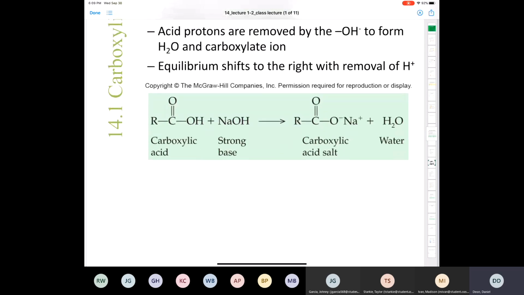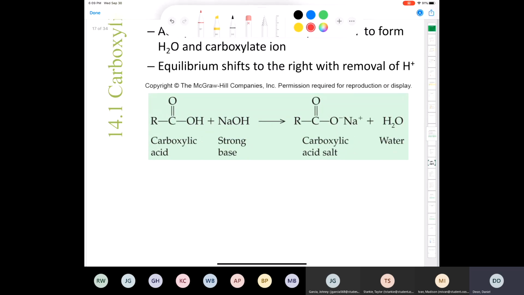Let's go all the way back to Chemistry 101 and do a little review for a second. If you take a strong acid, I'm going to choose hydrochloric acid, which is a very strong acid, and you react it with sodium hydroxide, which is a strong base. So strong base and strong acid.